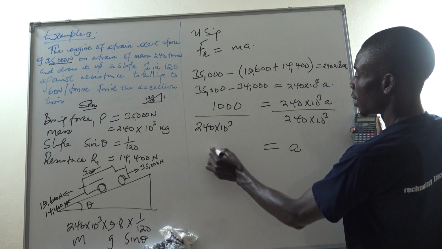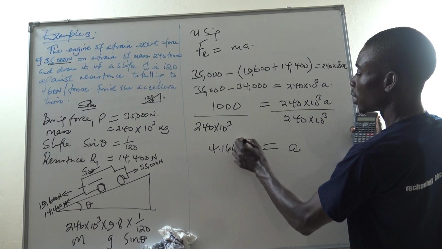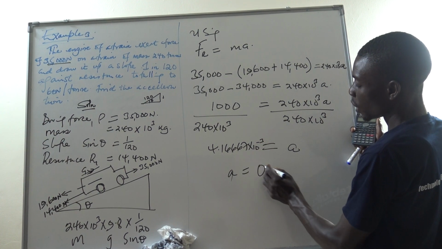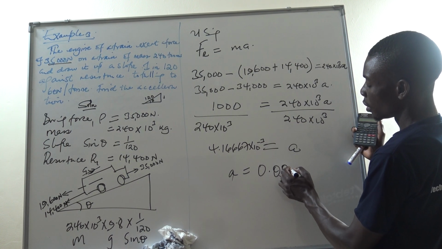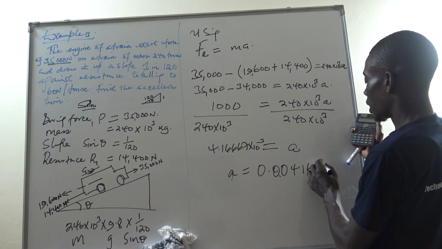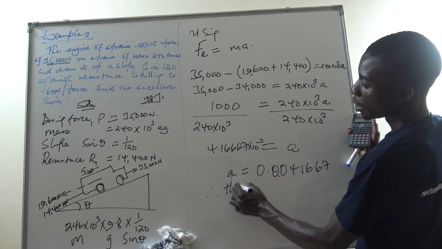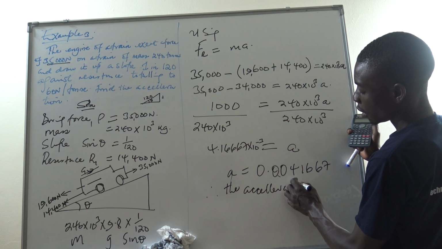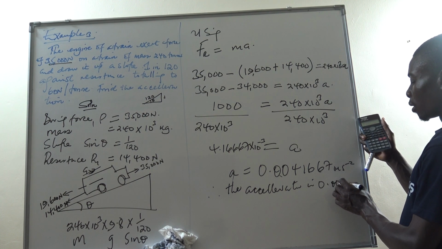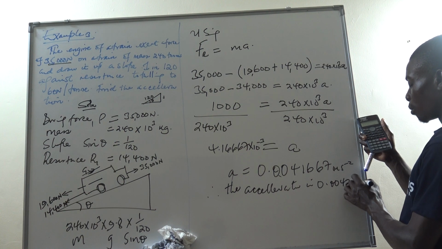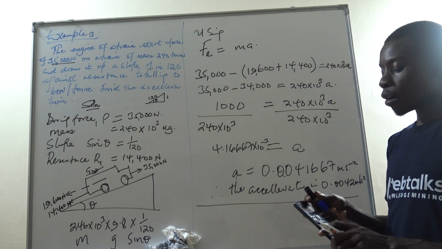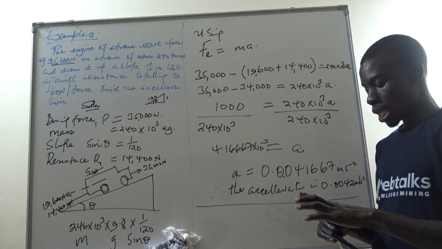And this is 4.1667 times 10 to the power negative 3. This one is telling me it is the same as 0.004166. Therefore, the acceleration is 0.0042 meters per second squared. And that is the solution to this kind of problem. Let's meet in our next part.